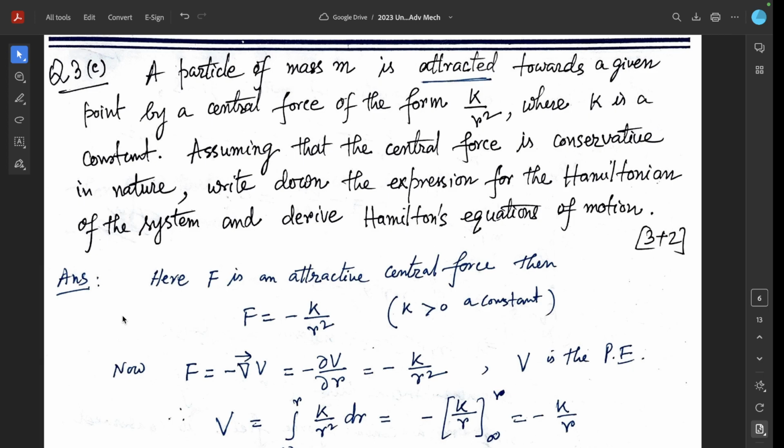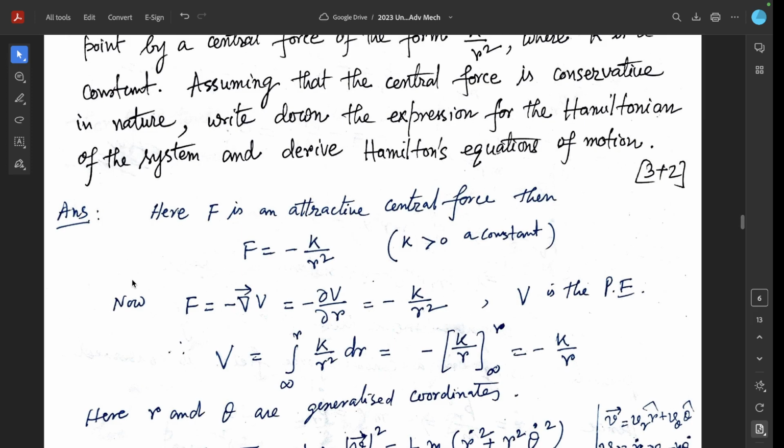Here it is an attractive force, so F equals minus k by r square, where k is a positive constant, and this force F equals minus grad V. Here we take the scalar value, so the magnitude of F, minus ∂V/∂r, equals minus k by r square. Actually, this is the component, minus k by r square. This is the potential energy.